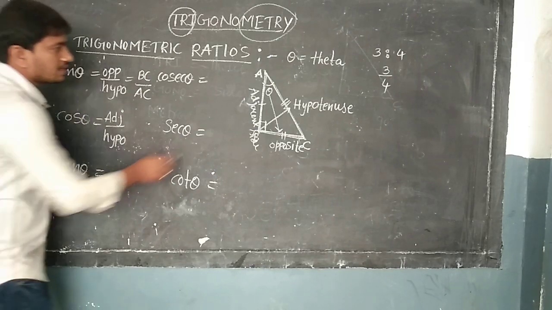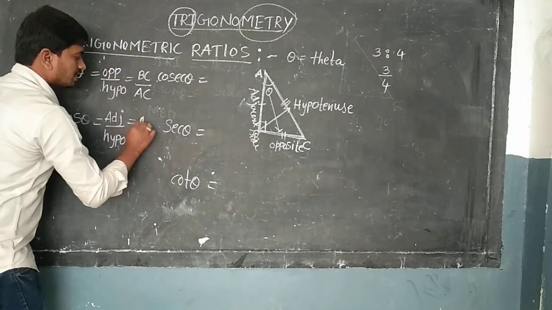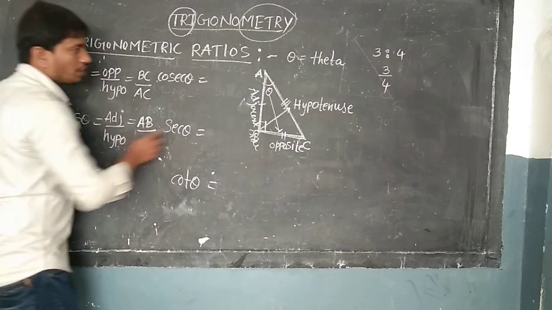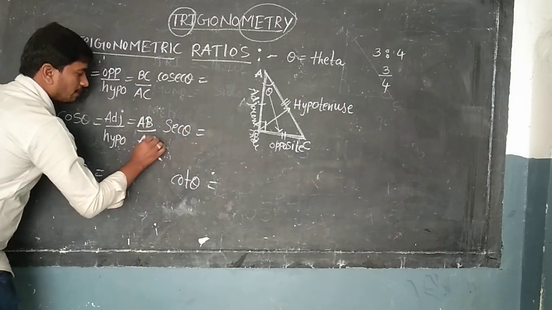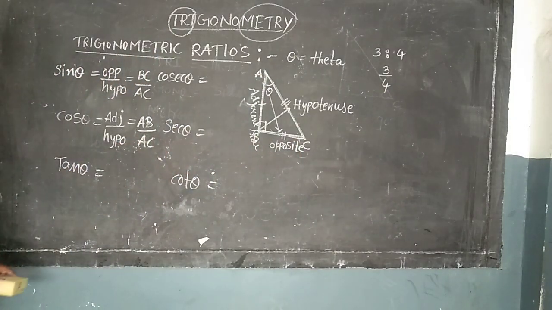So our adjacent side is AB, and hypotenuse is AC. I can write it as AB by AC.